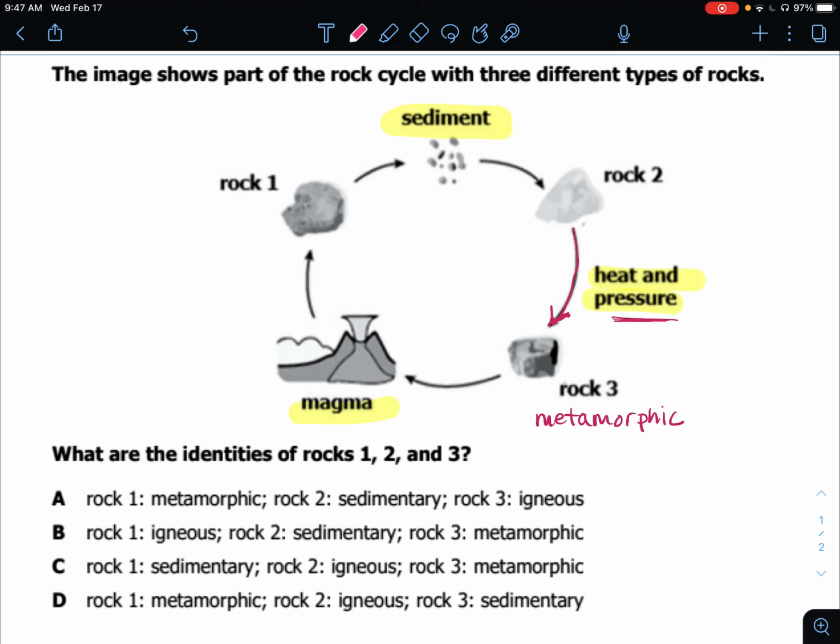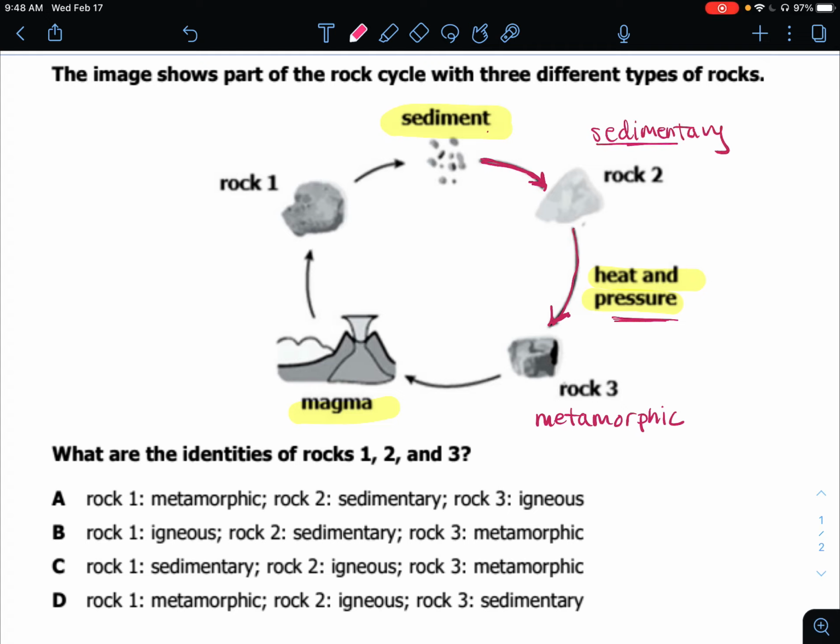Another easy one I think is sediment. So here we have sediment up here. Remember, that's those small bits of rock or that dirt, sand, clay, whatever. So the sediment is pointing toward rock number 2. So what does sediment eventually become? This is going to make sense. A sedimentary rock. It has the word sediment in it. Sedimentary.